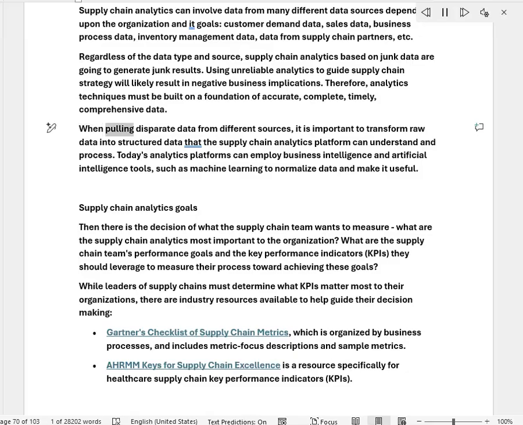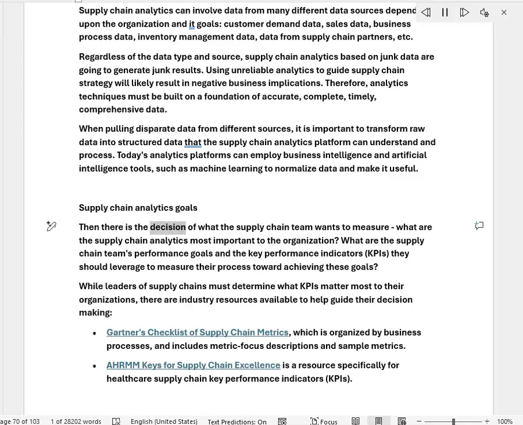When pulling disparate data from different sources, it is important to transform raw data into structured data that the supply chain analytics platform can understand and process. Today's analytics platforms can employ business intelligence and artificial intelligence tools, such as machine learning, to normalize data and make it useful. Supply chain analytics goals.